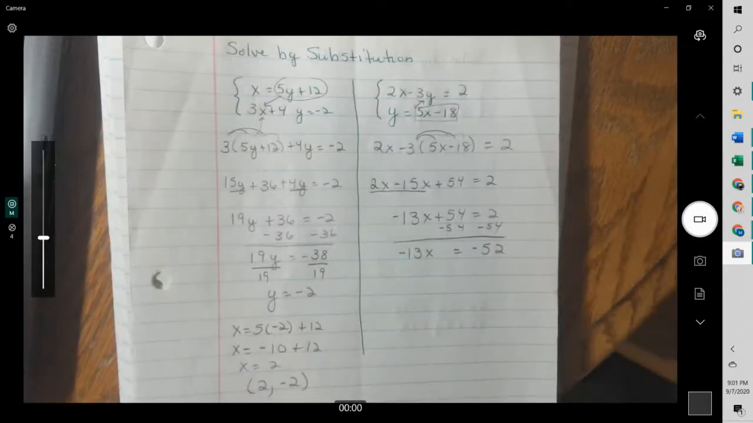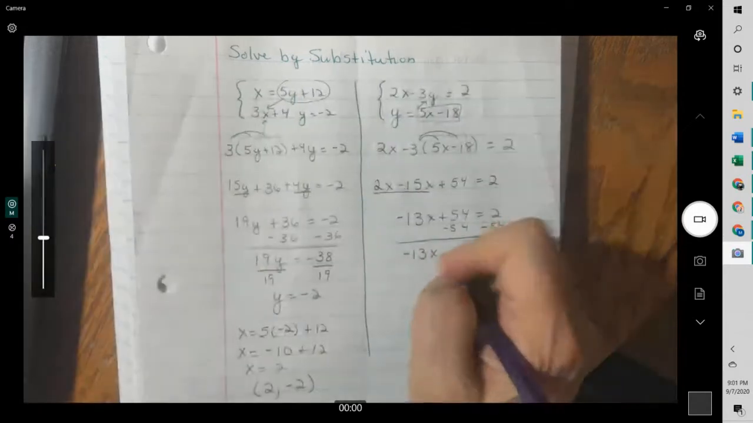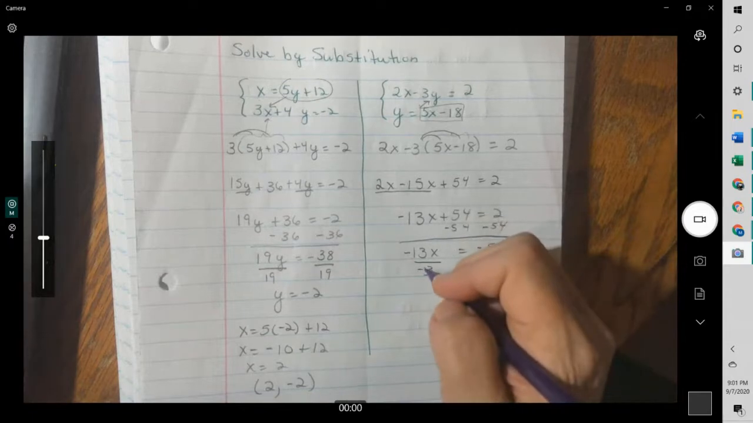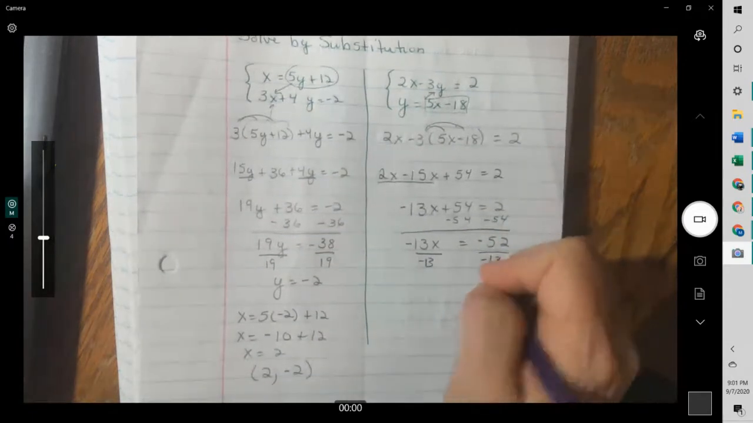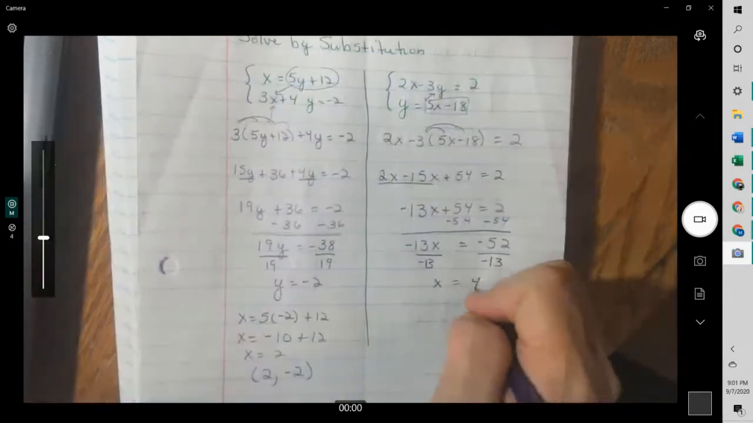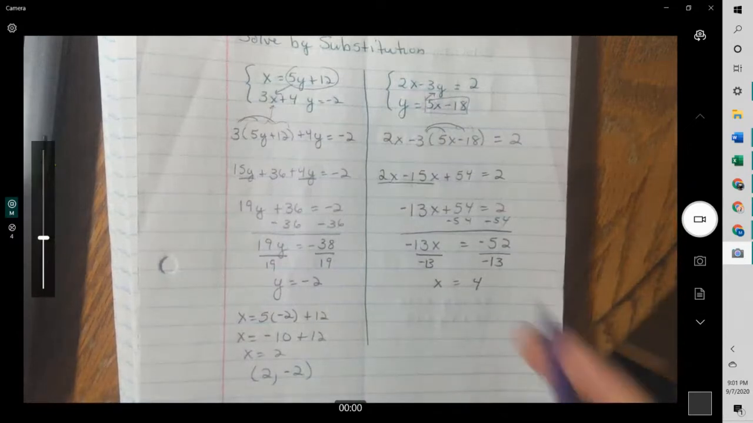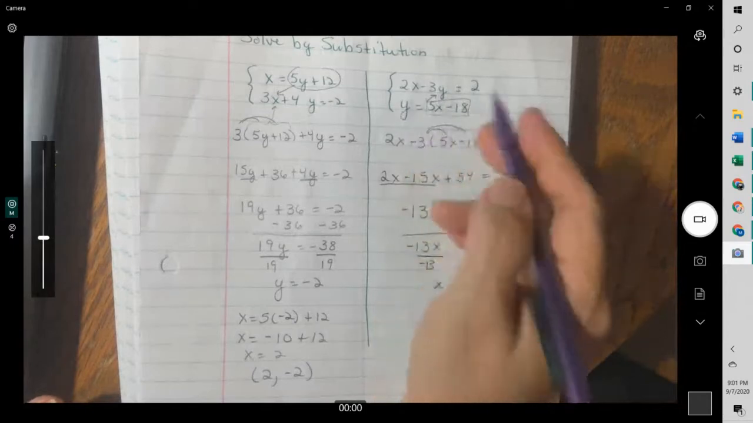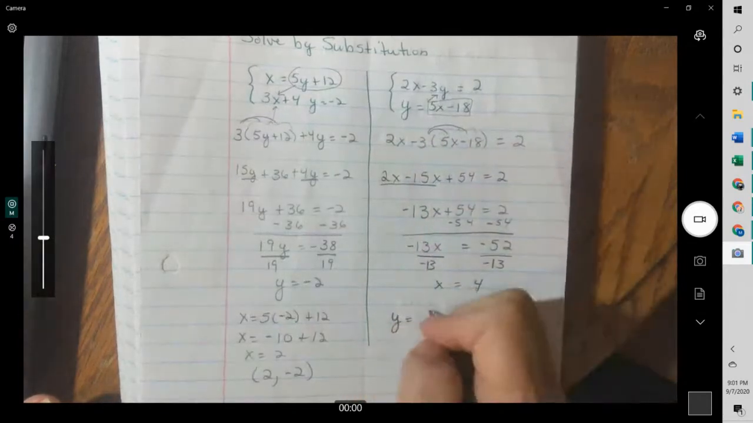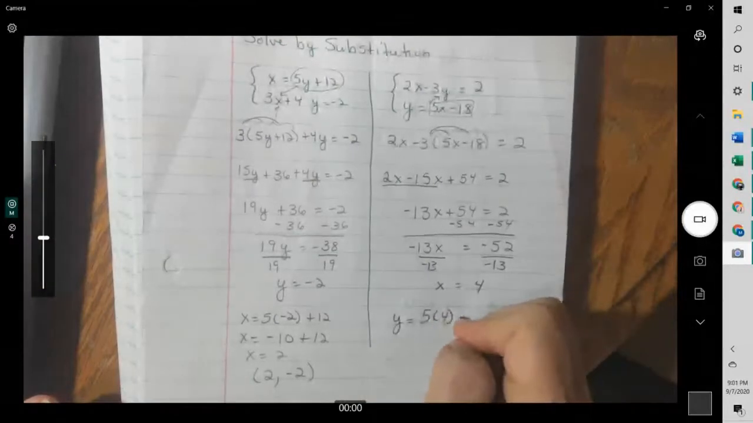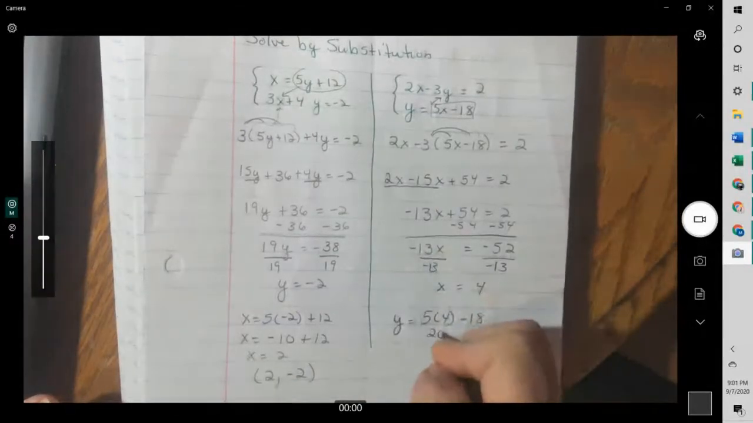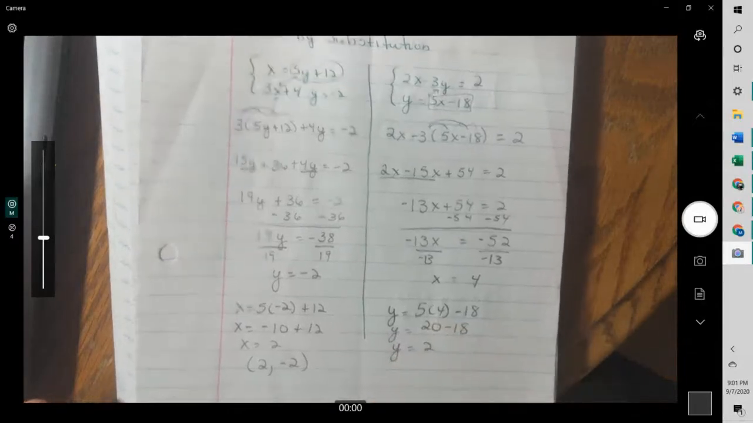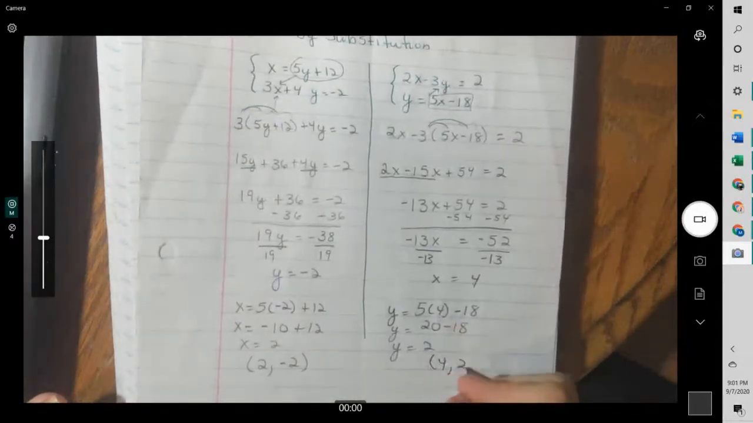Negative 52 divided by negative 13. X equals a positive 4. Now we need to find y. You can use either equation, but this is already solved for y, so plug it into this one. Y equals 5 times 4 minus 18. 20 minus 18 is 2. So our answer is 4, 2.